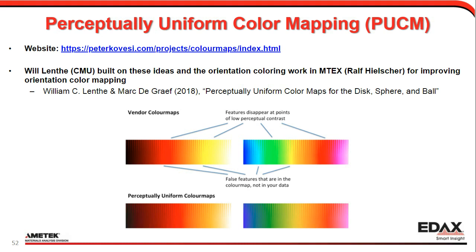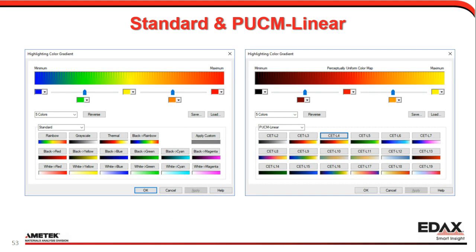If you look at Peter Kovesi's website, you'll see a lot of examples of this. It's kind of a fun website to look at. But there's been some work on this. There was some nice work done by Ralph Hielscher for MTEX that looked into improving it for color mapping. And Will Lenthe and Mark also worked on a paper on the same idea. And so we've taken some of those ideas, particularly from Will's codes, and incorporated them to see what we could do. So there's a lot of different color scales now that you can use in these perceptually uniform color maps, so you have a lot to work with.